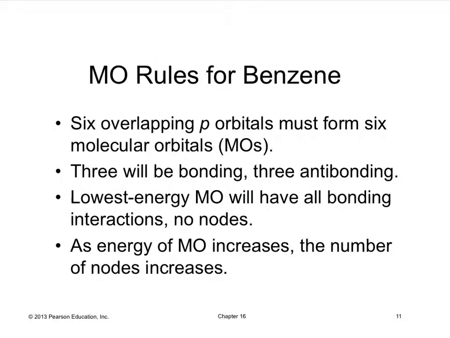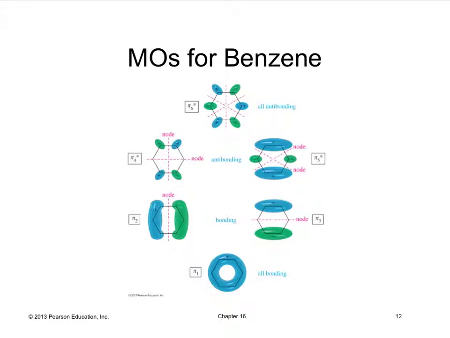In terms of molecular orbitals for benzene, the 6 overlapping p orbitals must form 6 molecular orbitals. 3 will be bonding and 3 will be antibonding. The lowest energy molecular orbital will have all bonding interactions, no nodes, and as the molecular orbital energy increases, the number of nodes increases. If we look at the diagram shown here, the all-bonding pi 1 is overlapping. Then you have the next level, which is pi 2 and pi 3, in which you have a single node either going vertically or horizontally.